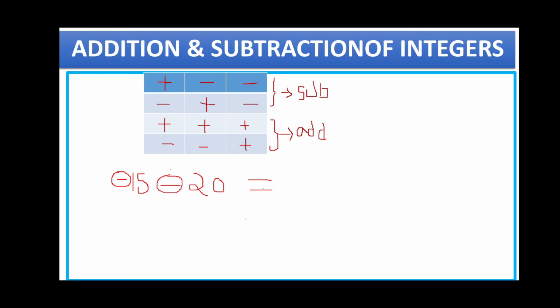So we have to do addition. As both the integers have the same signs, we have to do addition, that is 15 plus 20. 15 plus 20 gives how much? 35. And what sign do we have to assign for our answer 35? Check for the signs. As both the integers have the same sign, that is minus, we have to assign that sign to our value, that is minus 35.